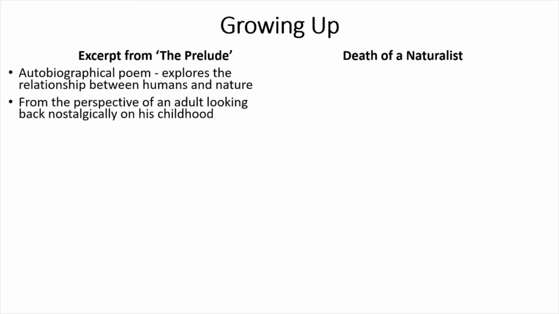Okay, let's move on to the theme of growing up, and let's start with the Prelude. Now, this is an excerpt from a much larger autobiographical poem that explores the relationship between humans and nature. It is written from the perspective of an adult looking back nostalgically at their childhood memories. Wordsworth himself was born in the Lake District, so he was used to being surrounded by rural, what we would call in literature, pastoral settings. Okay, so looking at nature, the landscape, the countryside.